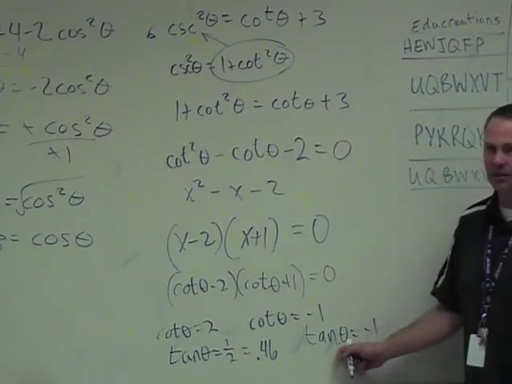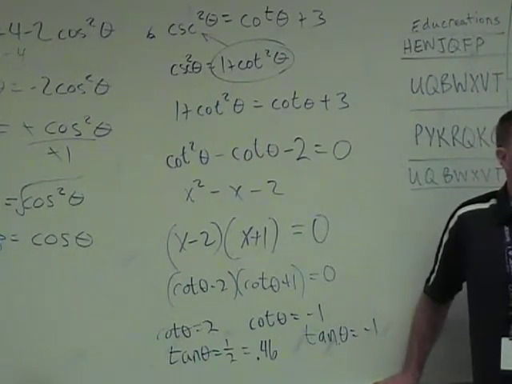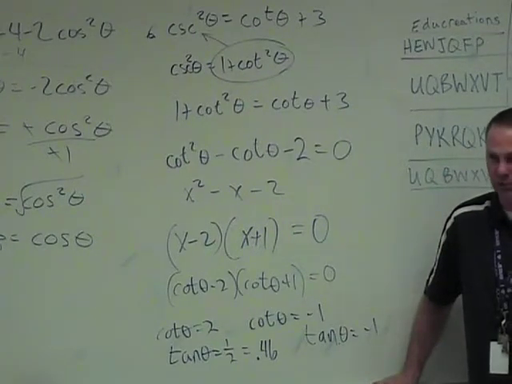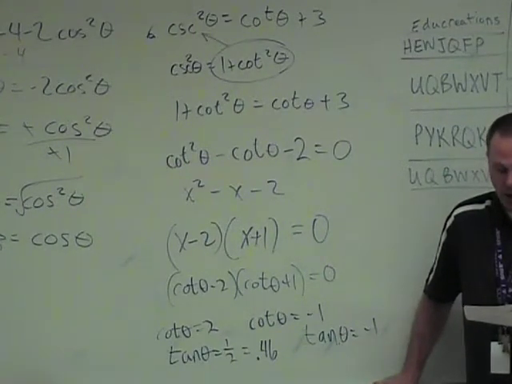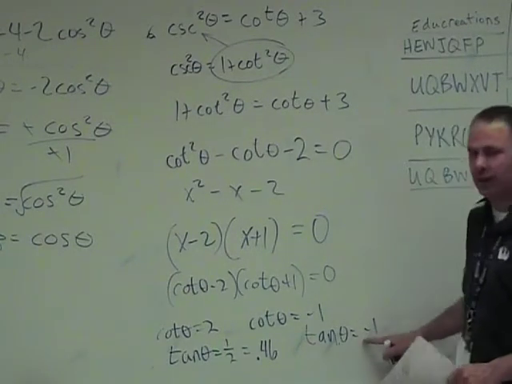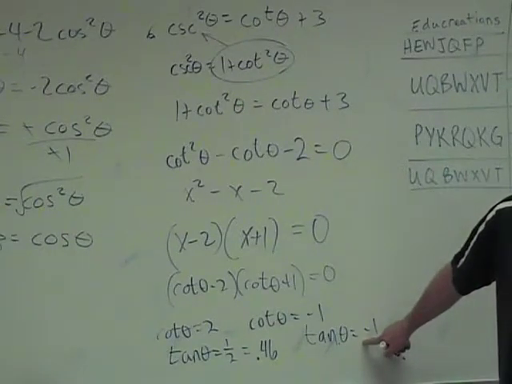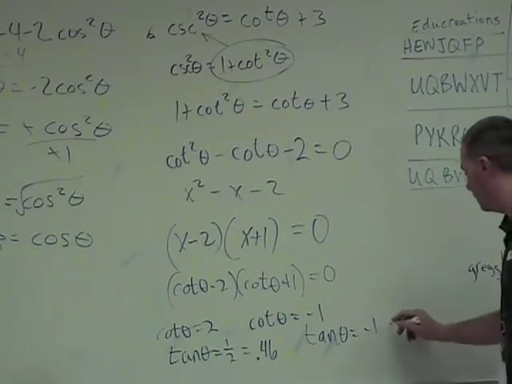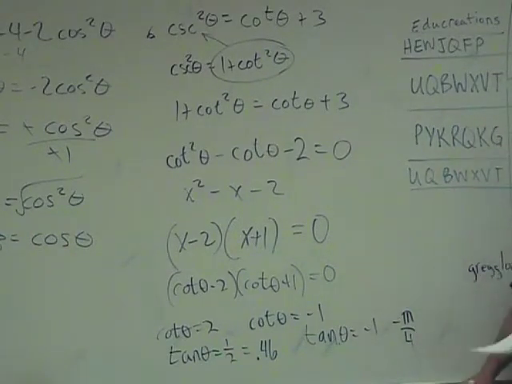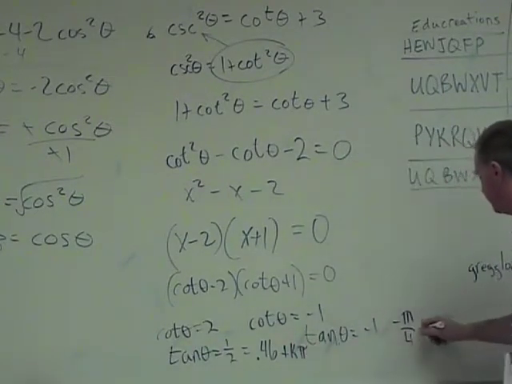Now the issue with this is our tangent is between negative pi over 2 and pi over 2. Tangent falls between that when you're graphing it. For it to be negative, where are we? Are we at pi over 4 or at negative pi over 4? Negative pi over 4. Alright. And both of these are plus k pi.